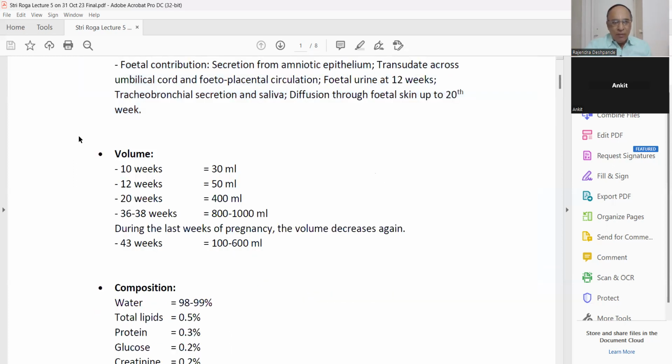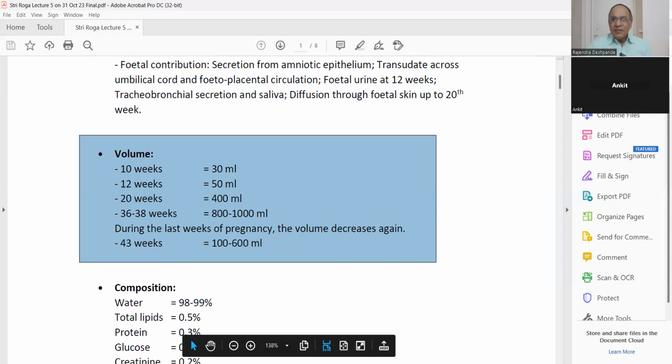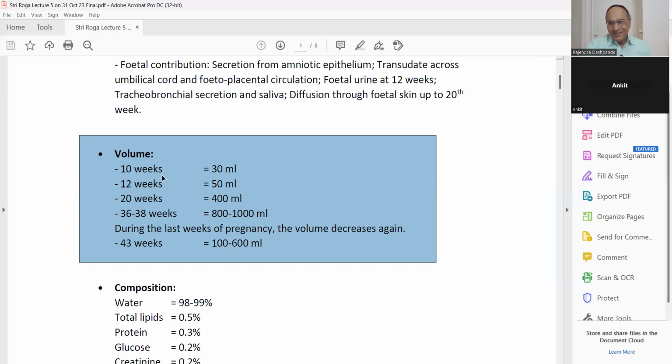Next. Now we will talk about quantity. If possible, you can write some things down. So 10 weeks, that is approximately 2.5 months. After completing 2.5 months of pregnancy, the quantity is 30 ml only. 12 weeks, 3 months: 50 ml, gradually increasing. 20 weeks, 5 months, you can write down the month, that is 400 ml.